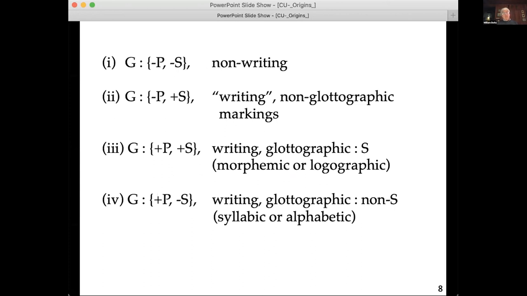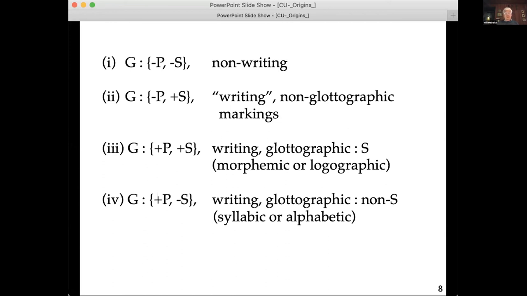The second one certainly does. This is the set of graphs that have semantic values, but no established phonetic value. So these are what I called and dismissed somewhat ex cathedra a minute ago, semasiographic systems. That is, they're non-glottographic marking systems, and they're certainly important, to be sure, but they don't count as glottographic writing, but they certainly can count as writing in a broadly defined notion of writing.